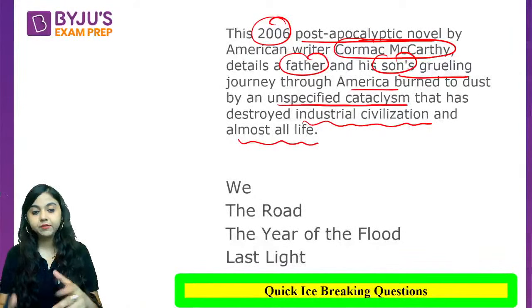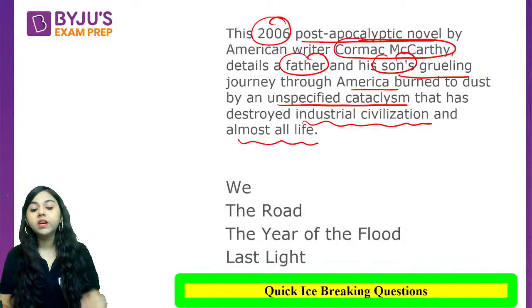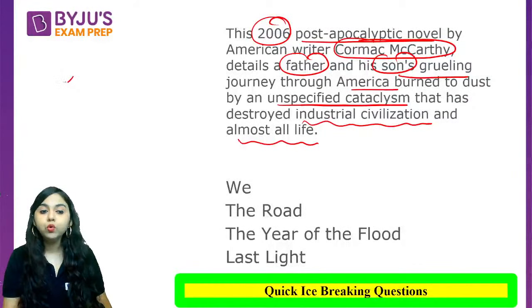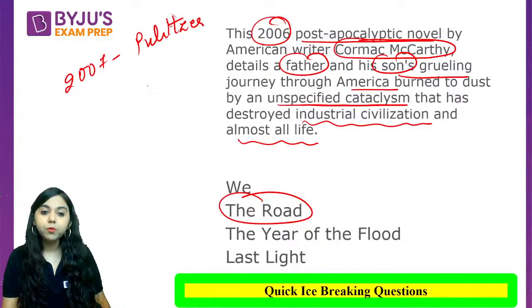This work is important. Now, you will ask why this question came in, right? How do we identify what kind of works are coming in? This book was awarded the 2007 Pulitzer Prize for Fiction. So that is the reason this work is becoming important, because it is receiving the Pulitzer Prize in 2007.